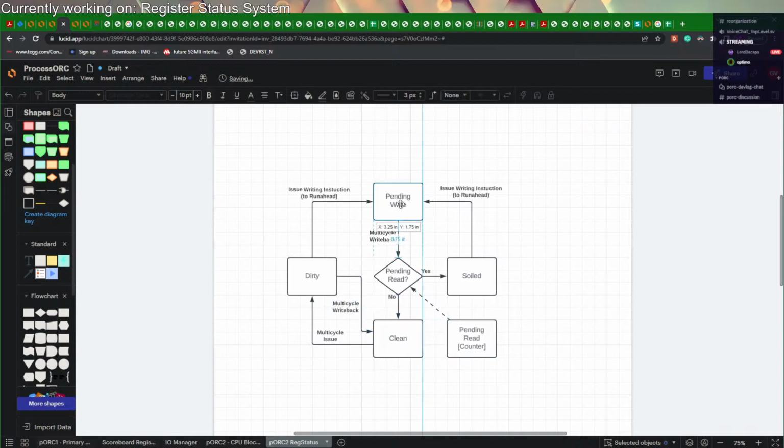I think this is a good chart now because I can actually understand what you were talking about last time. Yeah, I really like this, because this should protect me against all this stuff. Because if you ever try to issue a write instruction on top of a pending write, you just stall.